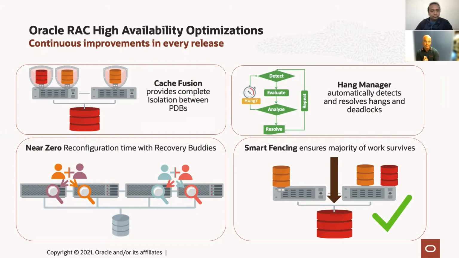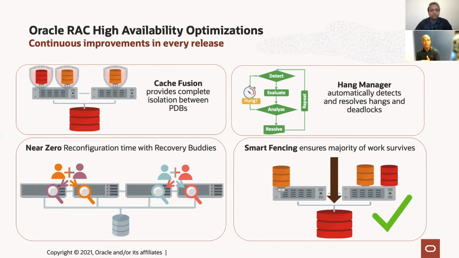For example, when multi-tenant came out, we had this requirement that, hey, if you have multiple PDBs, you want to make sure that these are isolated. So if there are two PDBs on a system, one PDB doesn't overwhelm the resources of that host. So we made sure that Cache Fusion provides complete isolation between the PDBs. It's also secure because now the yellow PDBs cannot see the data from the red PDBs.